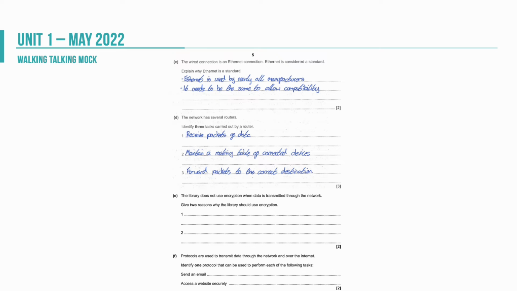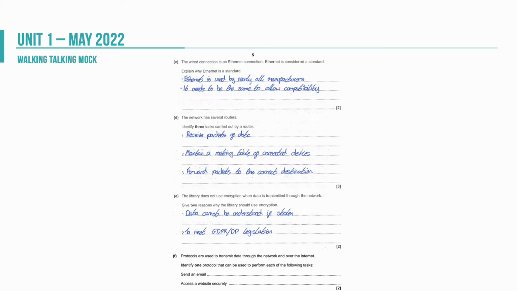A library does not use encryption when data is transmitted through the network. Give 2 reasons why the library should use encryption. You cannot say here it's to stop data being stolen. The data can be stolen just as easily, but it can't be understood if it is stolen. Okay, so that first point, you've got to have that word understood. The data cannot be understood if it's stolen or intercepted or found by a hacker or something like that.